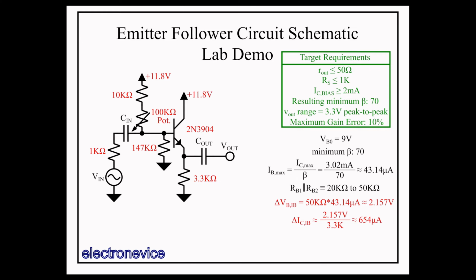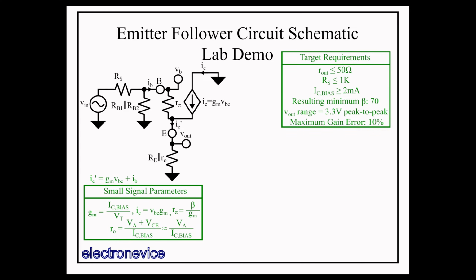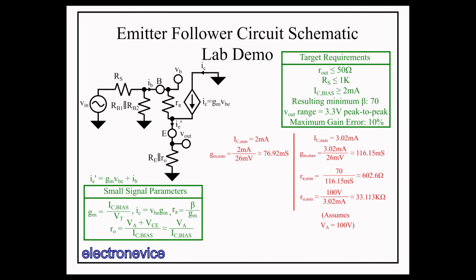Now before we set the values for C-in and C-out, we need to calculate the small signal parameters for this circuit. So let's convert this to the small signal model. For the small signal analysis, we will assume Cin and Cout are sufficiently high to be treated as short circuits for all applicable AC frequencies. So here is our emitter-follower circuit, and we'll just quickly calculate the main small signal parameters.